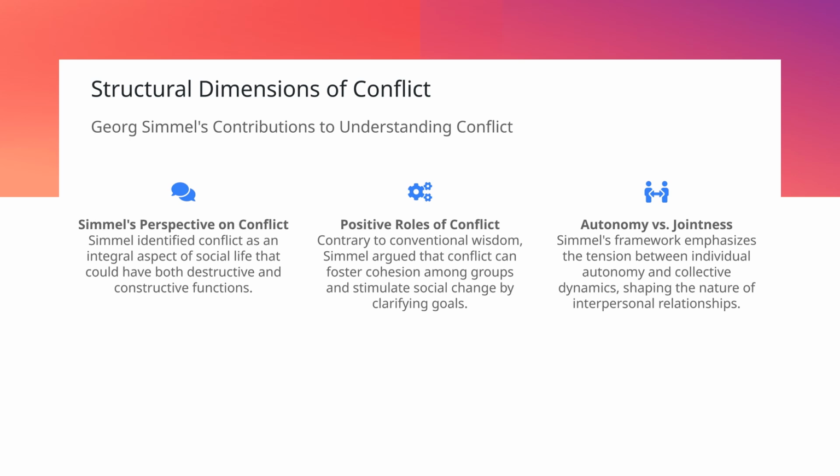So, in sum, Simmel's perspective of conflict emphasizes its dual character, as we said, as both a destructive and constructive force. He articulated how conflict can enhance group cohesion by forcing alignment around shared goals or objectives. Additionally, his exploration of the nuances between autonomy and collectivism highlights how relationships are influenced by broader social conflicts, providing insights into the structural dimensions of social life.